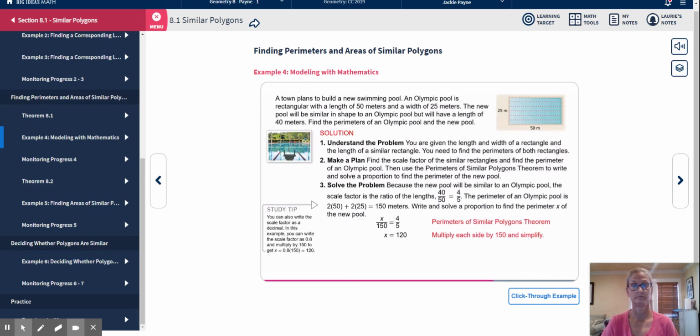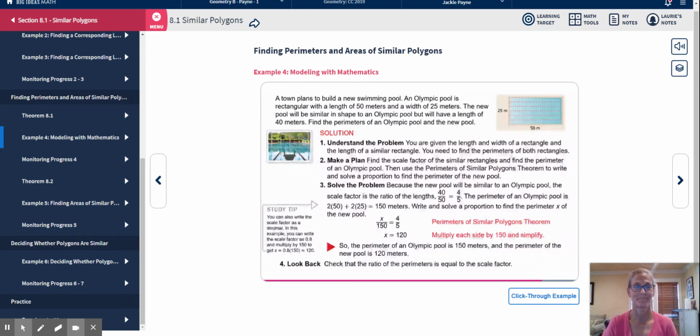You can also write the scale factor as a decimal. In this example, you can write the scale factor as 8/10 and multiply by 150 to get x equals 8/10 times 150, which equals 120. So the perimeter of an Olympic pool is 150 meters and the perimeter of the new pool is 120 meters. Step 4. Look back. Check that the ratio of the perimeters is equal to the scale factor. The ratio of the perimeters is 120 divided by 150, which does equal the scale factor, 4 divided by 5.